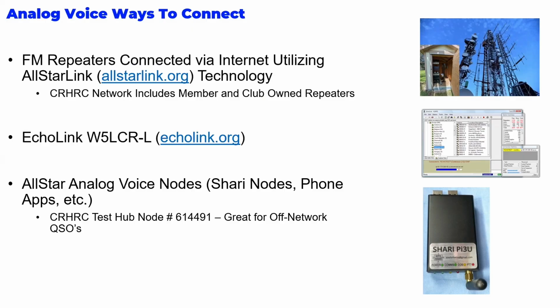If you've got a node and your buddy's got a node and y'all want to just talk to each other and not tie up the whole repeater network, you can connect to 614491, and you can have QSOs as long as you'd like and be able to test your nodes and get everything up and running. Again, the test hub is 614491, and it is open and will allow incoming connections. Next slide, please.